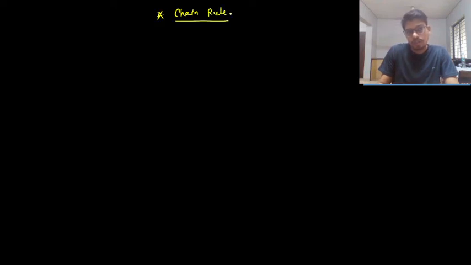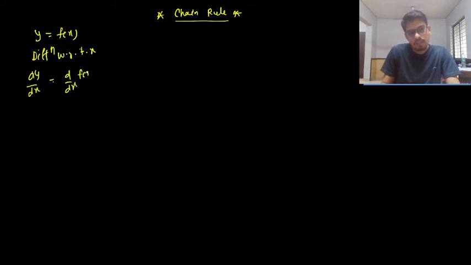So we know that if y is a function of x, then we differentiate y with respect to x. That is written as dy by dx, as d by dx of f of x, or you can write simply as f dash of x. For example, suppose a function is given, y is equal to 4x cube. Then its derivative, when we differentiate it with respect to x.